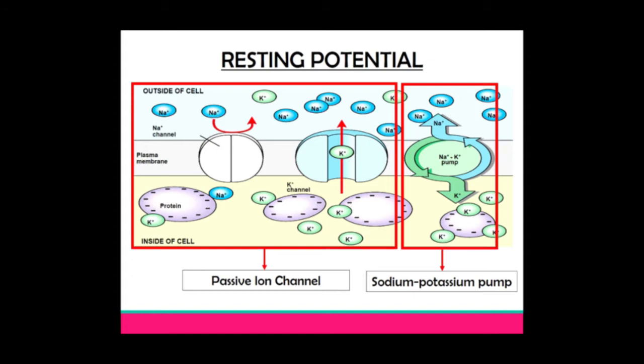The axon membrane is more permeable to potassium ions than to sodium ions. This is due to the presence of more potassium ion non-gated, voltage-independent channels compared to sodium ion non-gated channels. More potassium ions can diffuse out faster than sodium ions can diffuse back in.